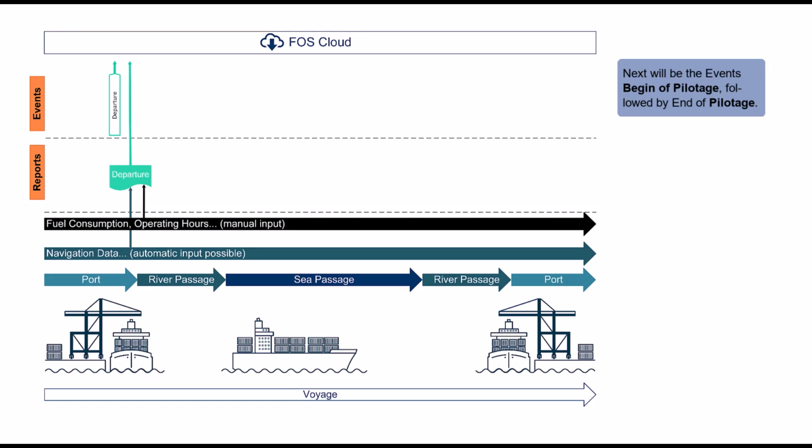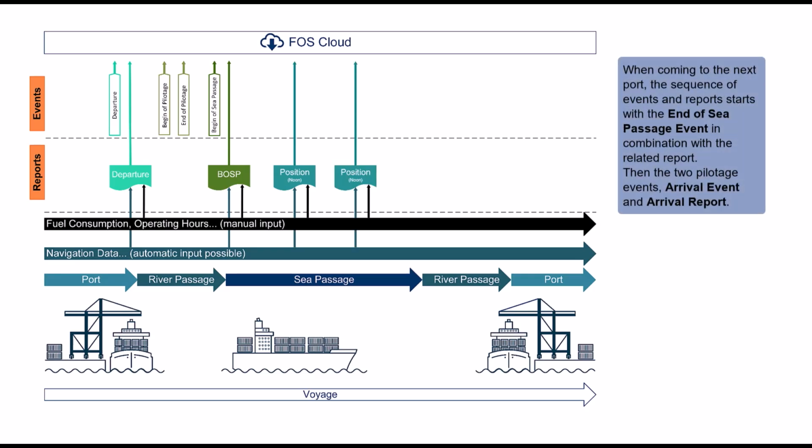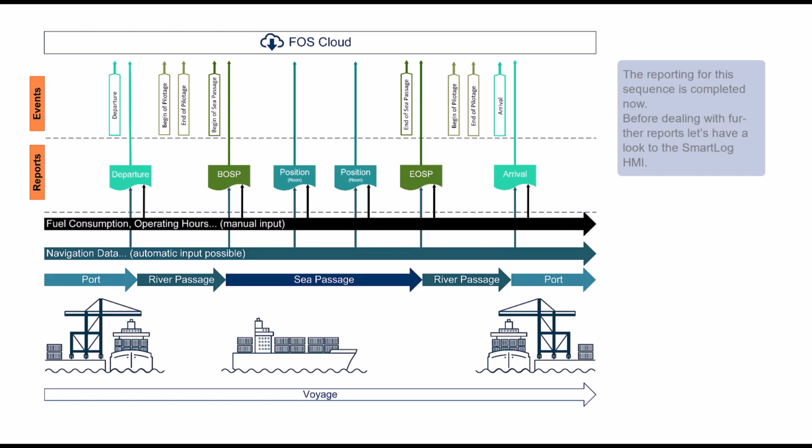Next will be the event begin of pilotage, followed by end of pilotage. The event begin of sea passage will initiate the begin of sea passage report. Until the next event, only position or noon reports will be created. When coming to the next port, the sequence of events and reports starts with the end of sea passage event, in combination with the related report. Then the two pilotage events, arrival event and arrival report. This reporting sequence is completed now.